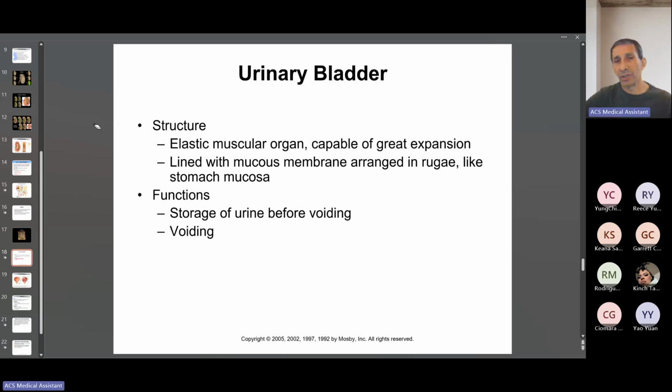So this will be the urinary bladder. You don't have to go through every single detail about how the urinary bladder works. No, it's just like a sac that receives urine from the kidneys through the ureters.